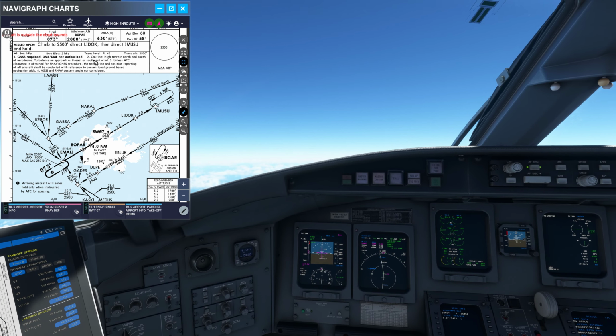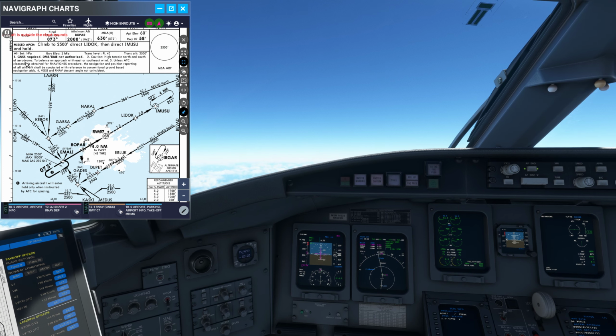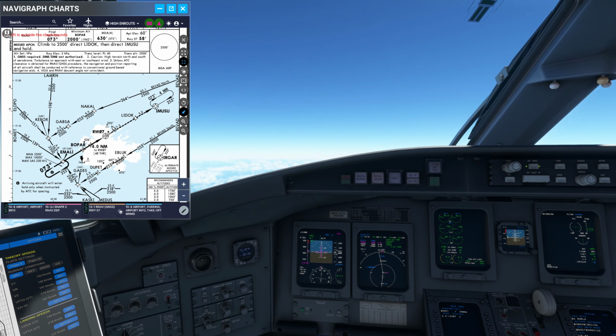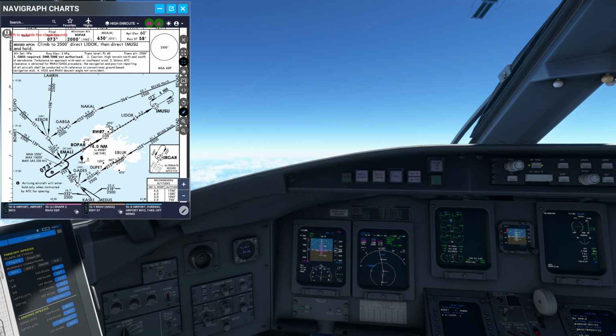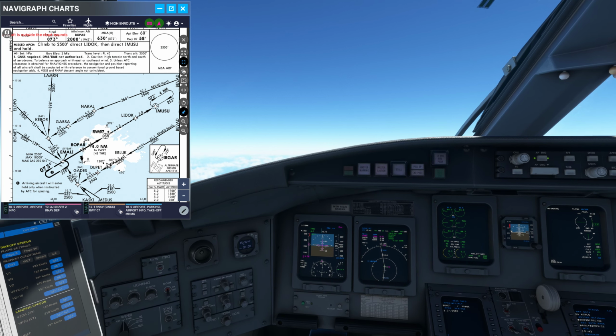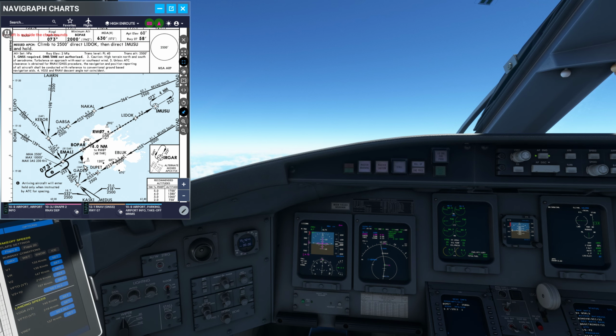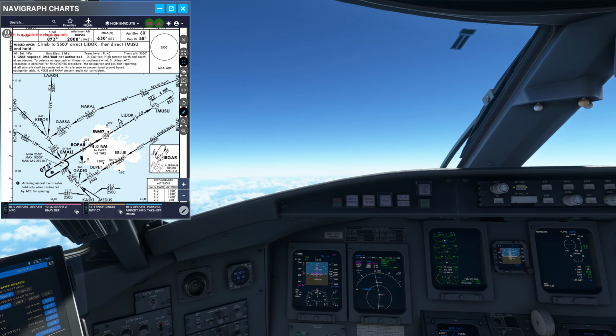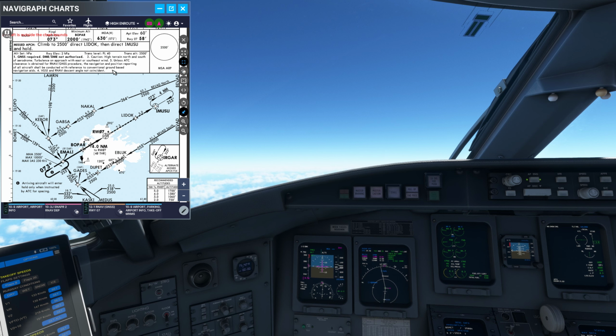Let's see the rest of these notes. Caution, high terrain north and south of the aerodrome. You can see there's 590 feet, a little hill there. You get some hills down here, 1,207 feet, 1,464 feet. So there is terrain. Gotta keep an eye out.